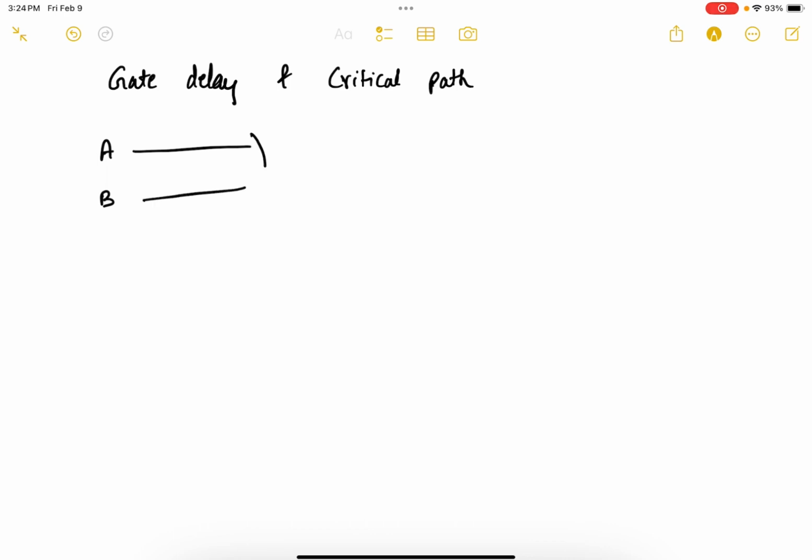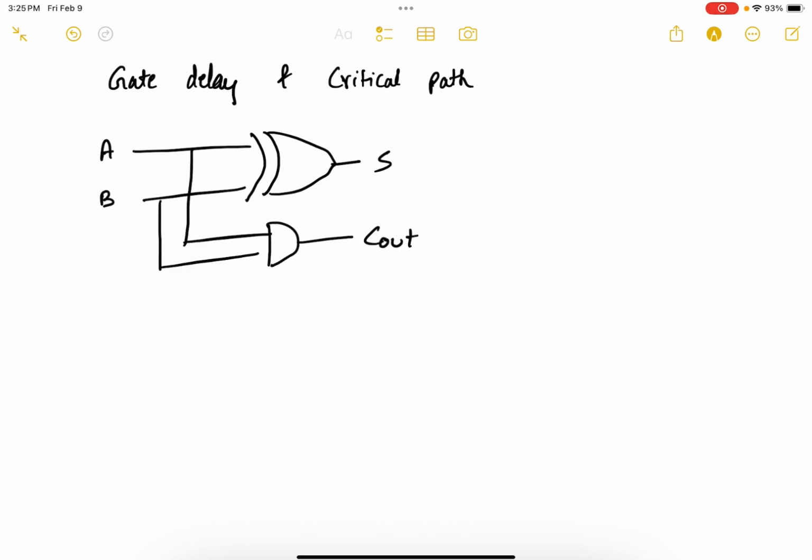Let us now understand the concept of gate delays and critical path. Consider a half adder circuit with two inputs A and B and two outputs, the sum output which is A XOR B and the carry output which is A AND B. The circuit has two gates in total, the XOR gate and the AND gate.